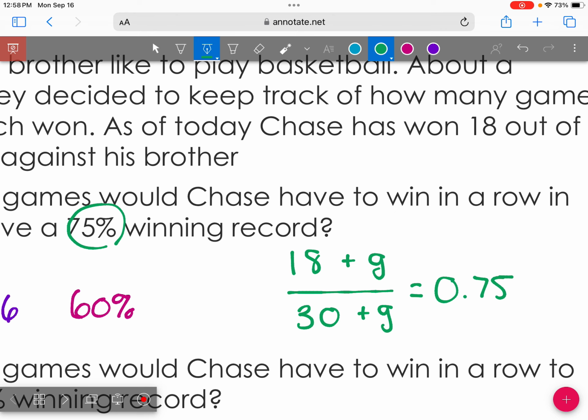So now that we've set this up, see if you can figure out how many more games he needs. Am I wrong? How's he winning 0.75 games? How many more games does he need to win? You got the totals.